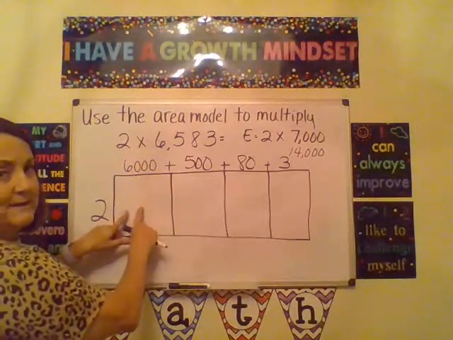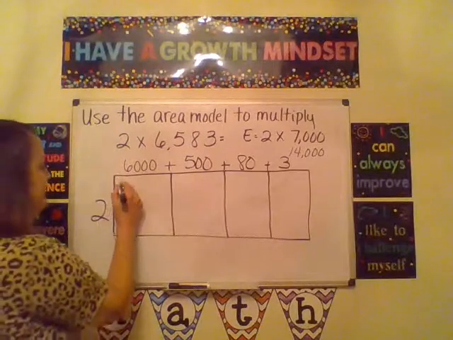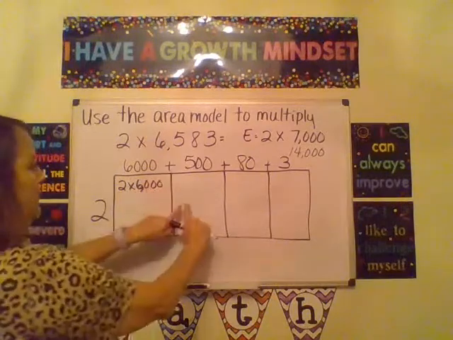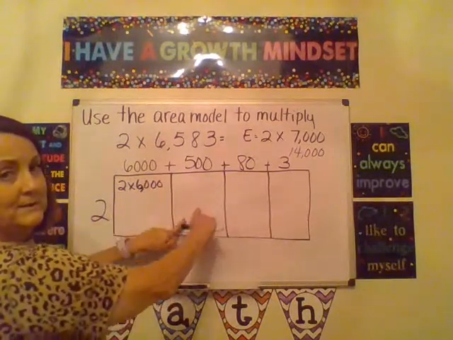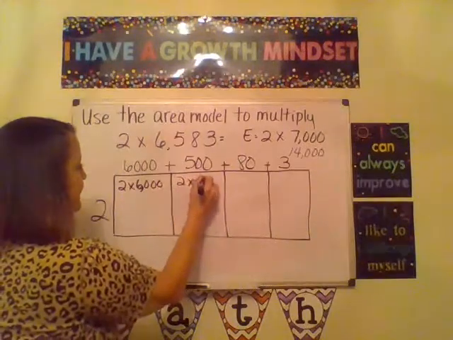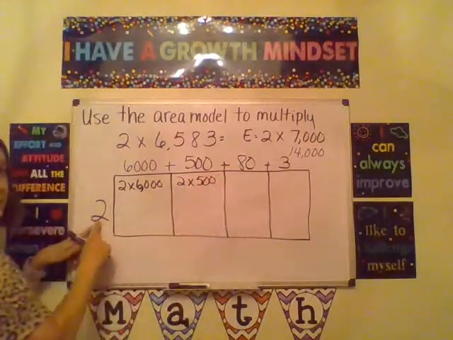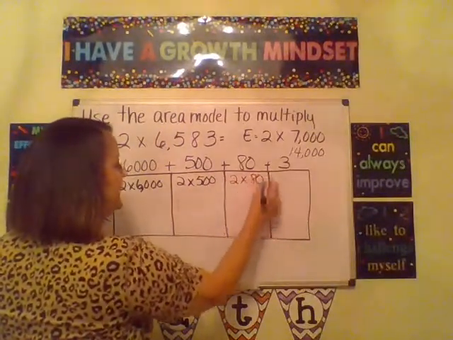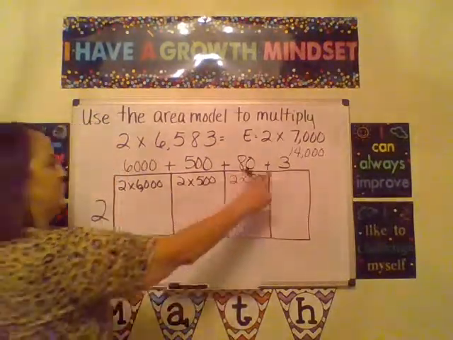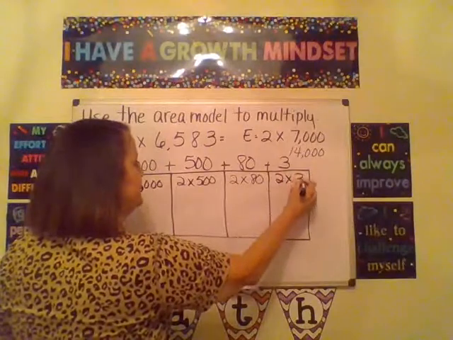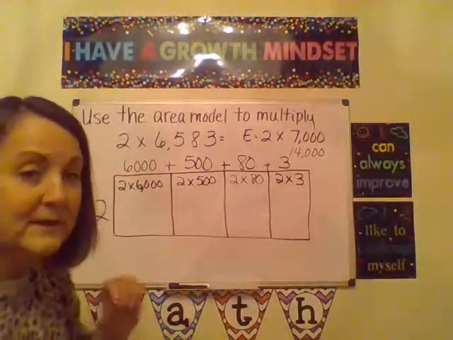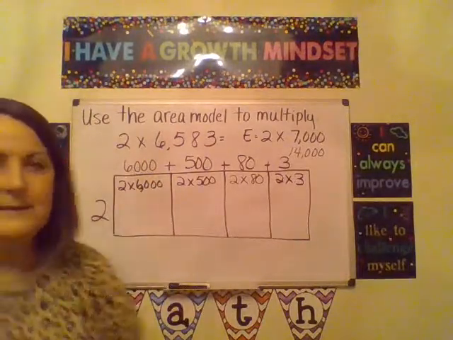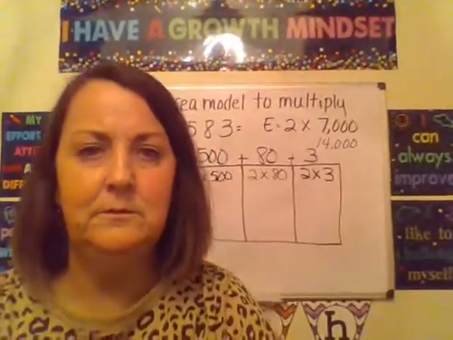What two factors go in this box? 2 times 6,000. All right. What two factors go in this box? 2 times 500. And guess what? We're going to distribute this factor to this factor. 2 times 80. And we'll distribute this factor to the ones place. 2 times 3. Remember, boys and girls, if you need to, you can pause, copy this, and then catch up with Miss Ivory. And let me do a favor. Let me scoot this up so you can see it better.